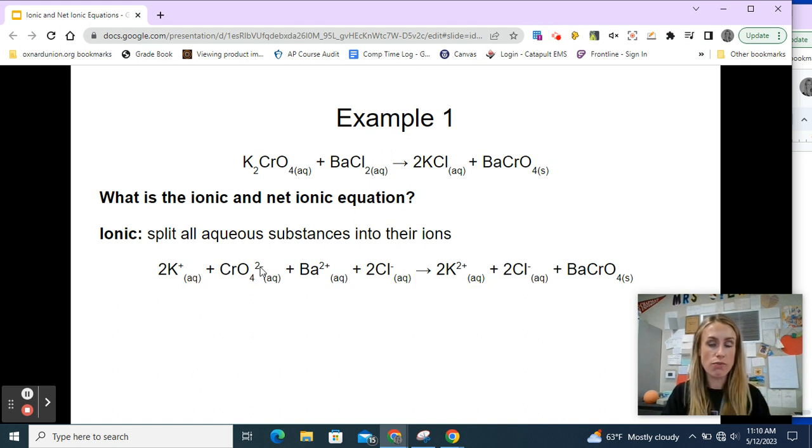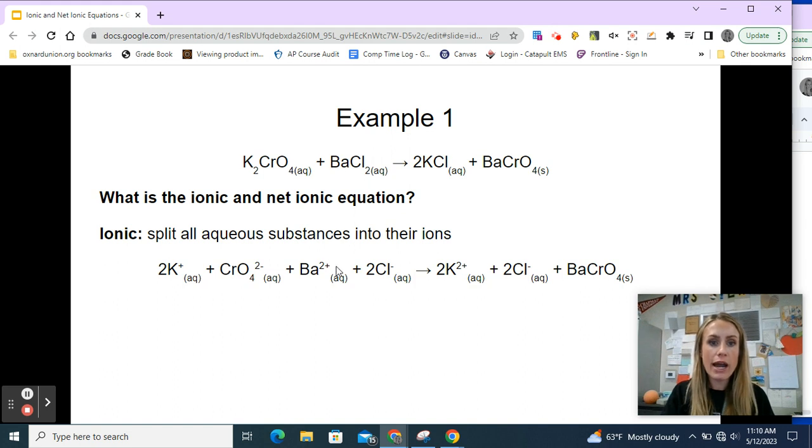You want to make sure that you're writing your charges here because when we split these things up, they are charged. If I don't put the charge on the potassium there, it's not a potassium ion anymore. It's just a potassium atom. So those things are different. So you really, really need to put your charges when you're writing an ionic formula.